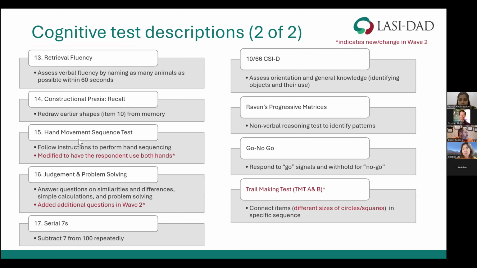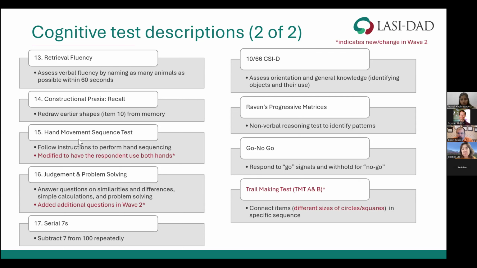Then we have serial 7s. This tests attention and concentration by repeatedly asking the respondent to subtract 7 from 100. Then we have 10 by 6 CSID. This is a brief test assessing orientation and general knowledge. So for example, we ask to identify a body part, what do you do with a hammer, or where is the local store located?